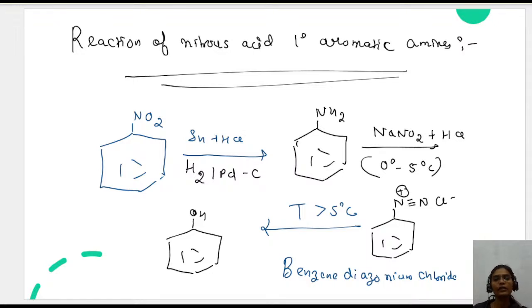At that we end up with phenol. Okay, so phenol is not a new thing. We already know what phenol is, right? So this is all for the reaction of the primary amine with nitrous acid. Okay, so this part I hope it's clear for everyone.